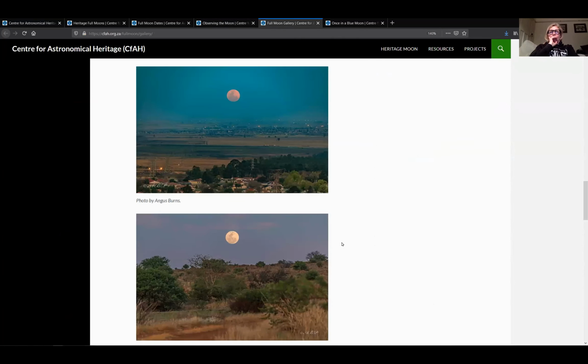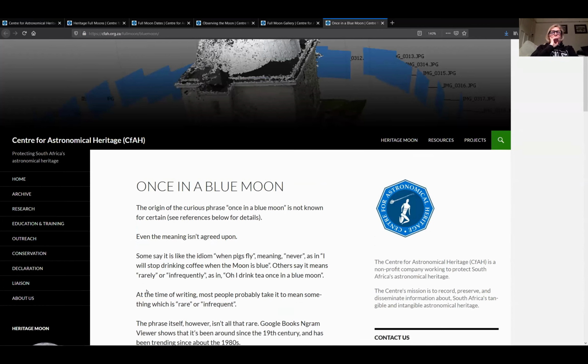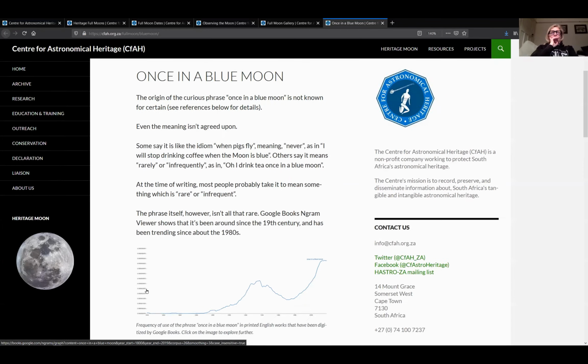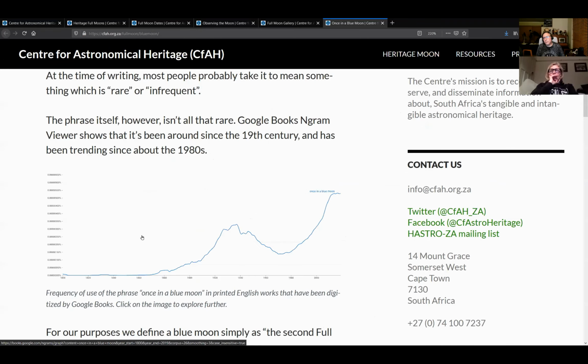A gallery of moon photos. These are mostly by Angus Burns, who's a really good photographer. And then we quickly delve into the once in a blue moon story. It's still unclear to me where it comes from. This, I think, is quite an interesting plot.